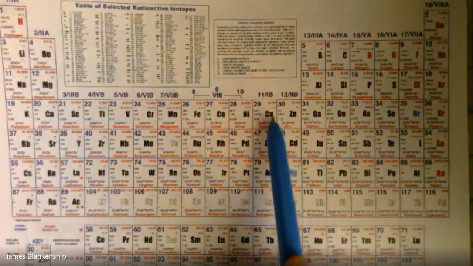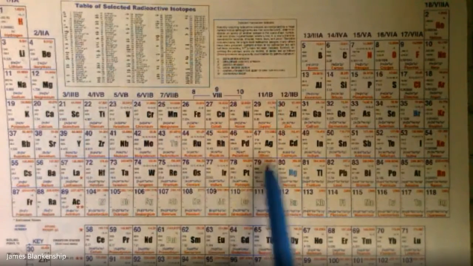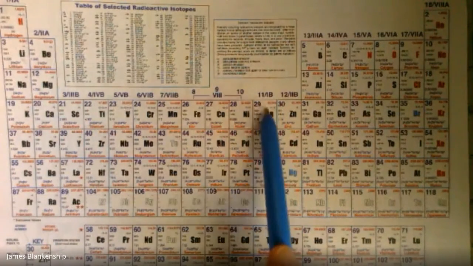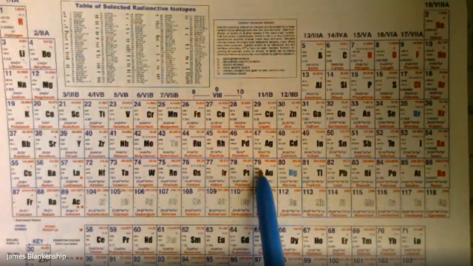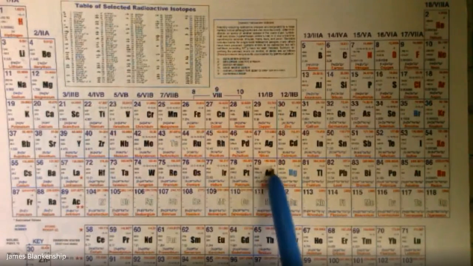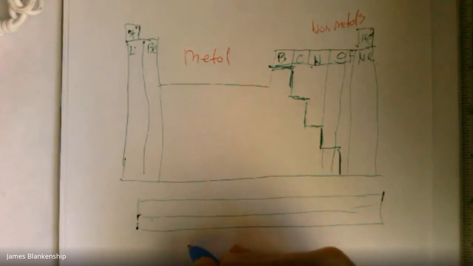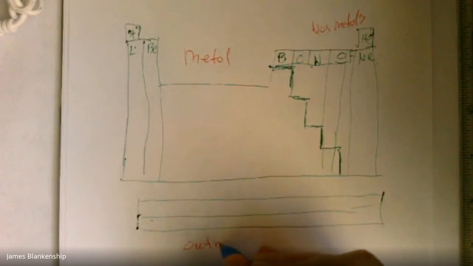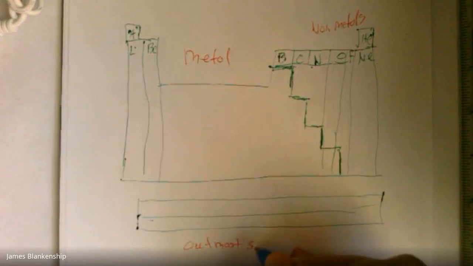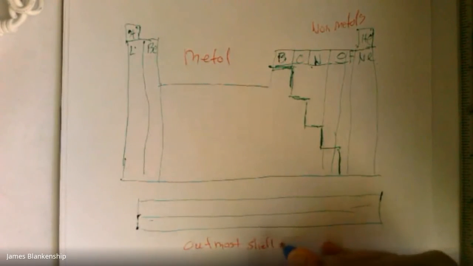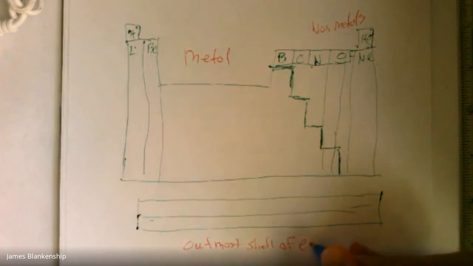One of the reasons they have very similar properties is the electron structure of their outermost shell. When you're putting elements together, it is the outermost shell of electrons that is going to determine how they react. And the term for the outermost shell of electrons is called the valence shell.